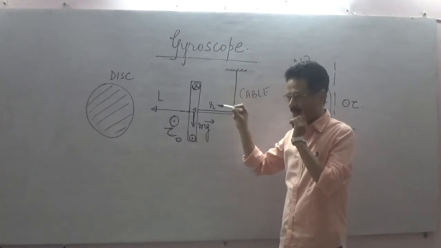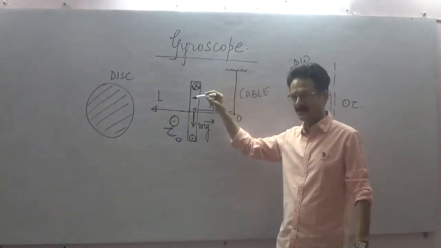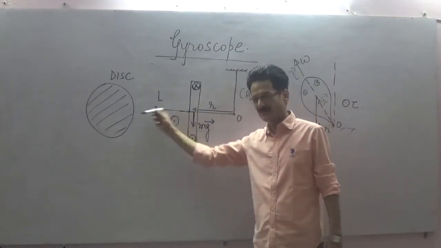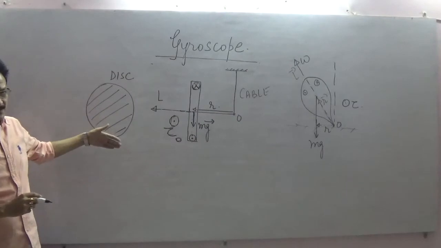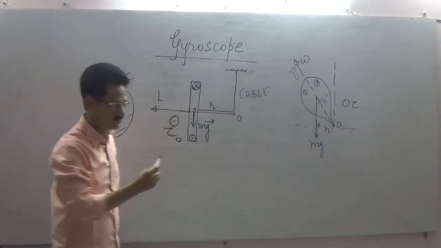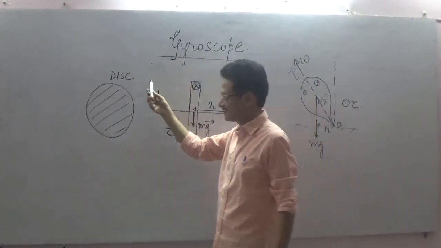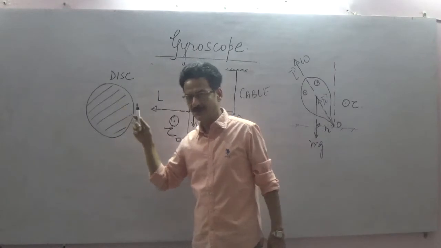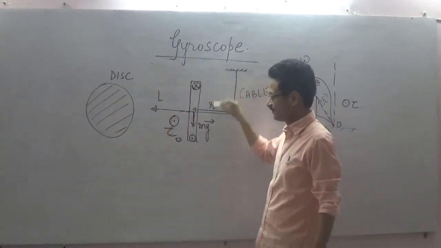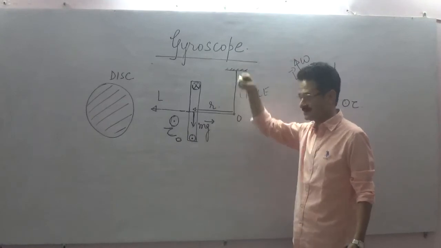Now if you observe the situation from here, this is the disc. And if you observe it from this side, you will see the entire face of the disc, like this. It's a circular disc, and this is the front view. Now this disc is rotating like this.